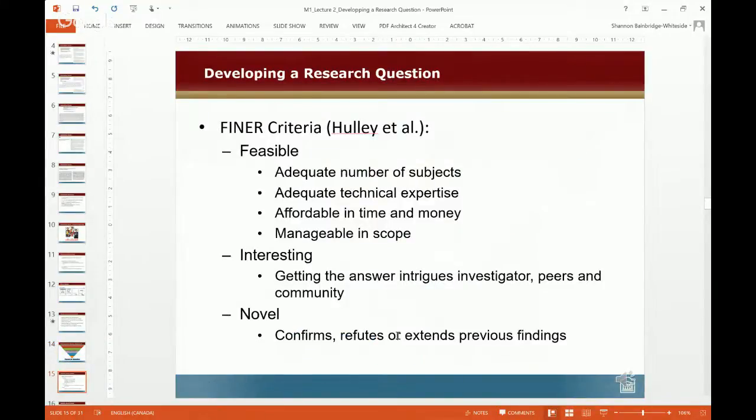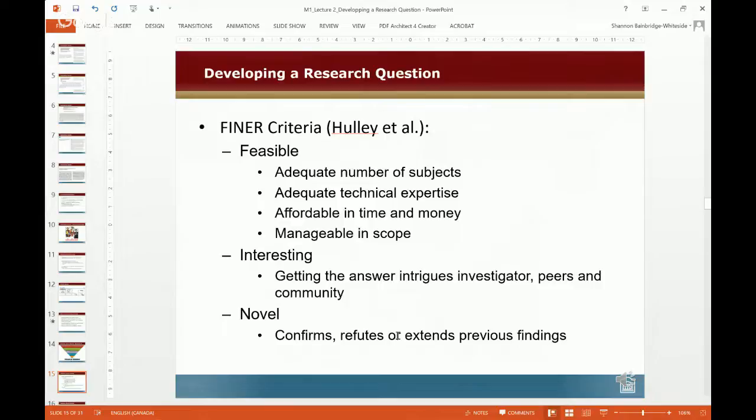Hulley et al. have proposed the FINER criteria that you want to be thinking about when you're developing a research question. So some of these things, hopefully your supervisor and your TAC committee members will be constantly thinking about in regards to your thesis, and you should also be thinking about those. But when you're trying to prepare your grant proposal, you won't have anybody other than yourself to really tell you whether your research question is 100% reasonable. And so that's where comparing your question to these bullet points might be very important.